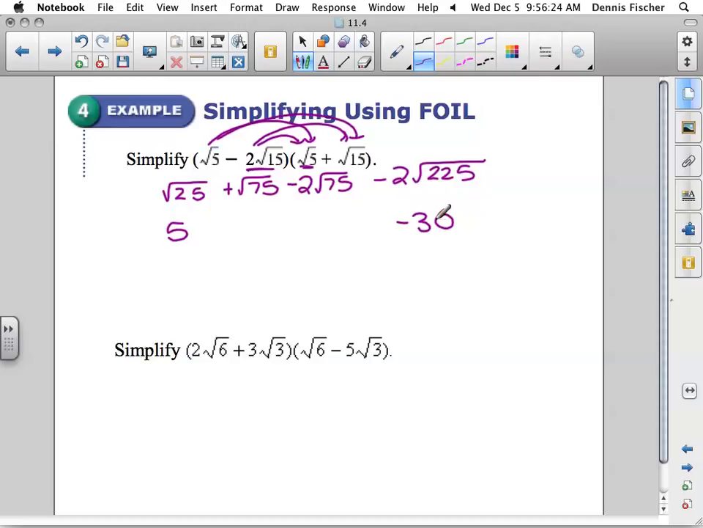Now I'm going to do this in a couple of steps. I got 1 square root of 75, right? And a negative 2 square root of 75. So I'm going to make that a negative 1 square root of 75. Now what I have is 5 minus 30. What's 5 minus 30? Negative 25. So I got negative 25 minus the square root of 75.